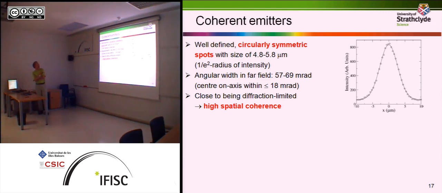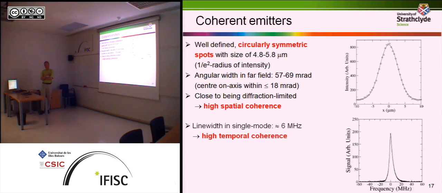And each of these lasers has a quite well-defined shape, around 5 microns. The angle of this is around 60 milliradians, and that is nearly diffraction limited. So they have nearly perfect beam quality. The theory says it should be perfect, but more or less on the experimental level, we can't distinguish between them.